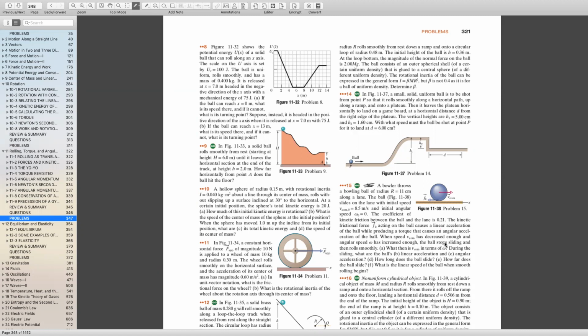So we want to know, when the ball stops sliding and rolls smoothly, what is the linear velocity in terms of omega? Because we know v equals R omega. So we use omega to represent v, or we get a specific number. Ultimately we'll get a specific number for omega. Okay, so let's see. Do we know the mass of the ball?